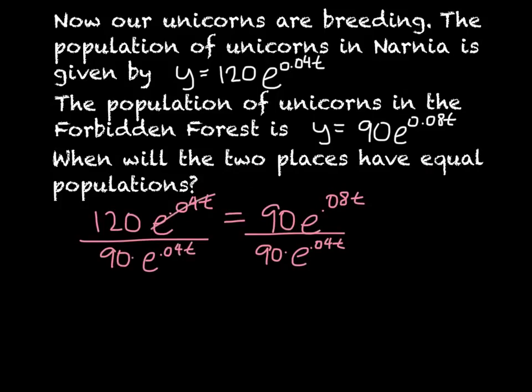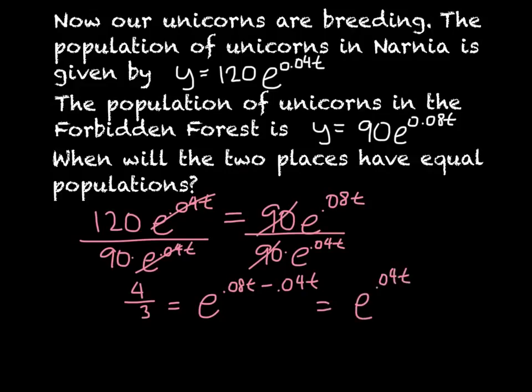Now we can divide by 90 times e to the 0.04t on both sides. So we have things canceling out. We end up with over here 4/3 equals e to the 0.08t minus 0.04t, because when you divide exponents you can change them into subtraction. And so that just simplifies to e to the 0.04t.